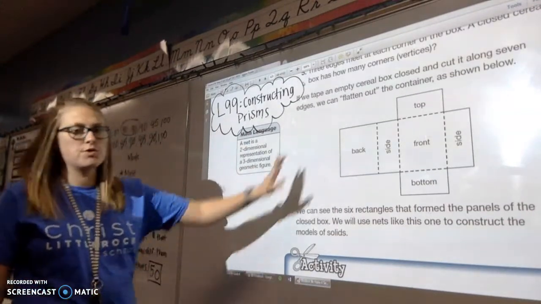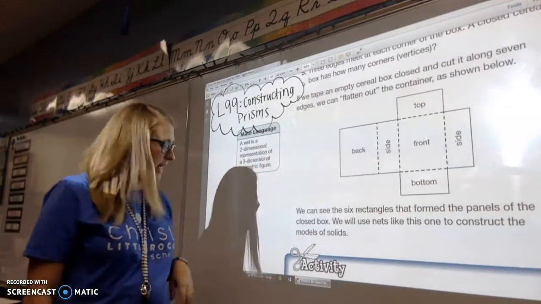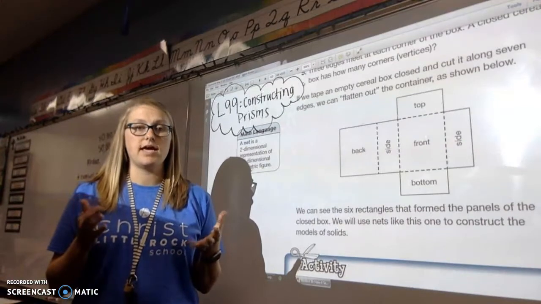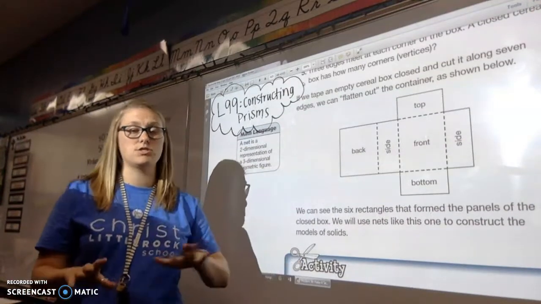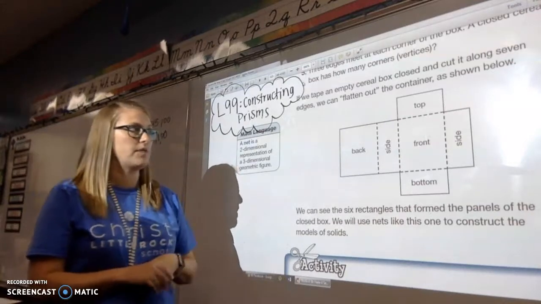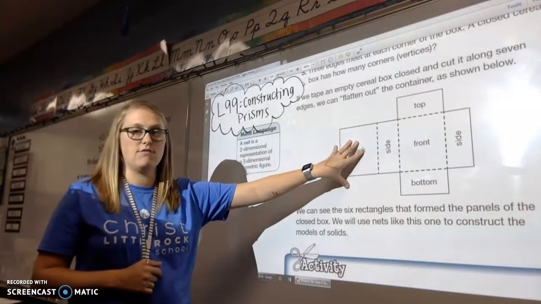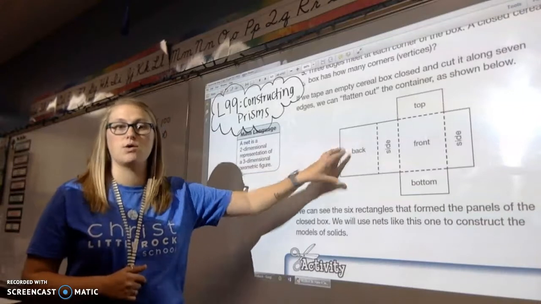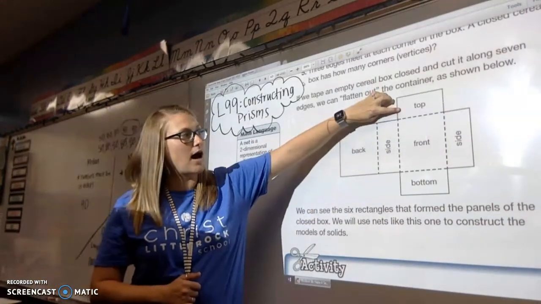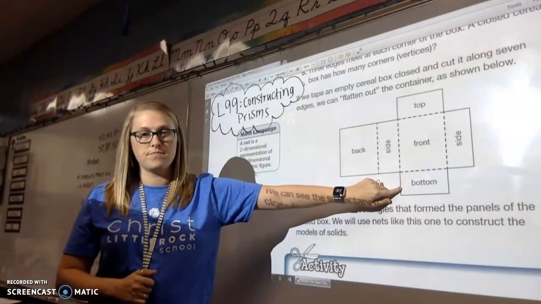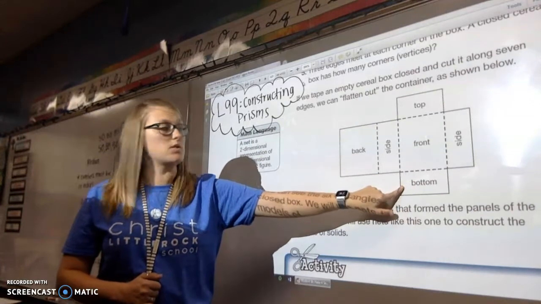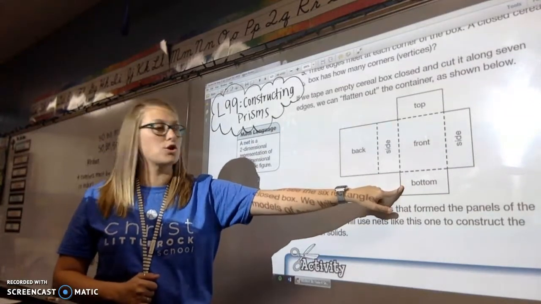So what you see over here is called a net, and that's if we took a prism and we laid it flat. So it's a 2D representation of a 3D object. Okay, so this is a net of a rectangular prism. So a cereal box, possibly. So notice how my top and my bottom are both rectangles. Okay, that's what makes it a rectangular prism.